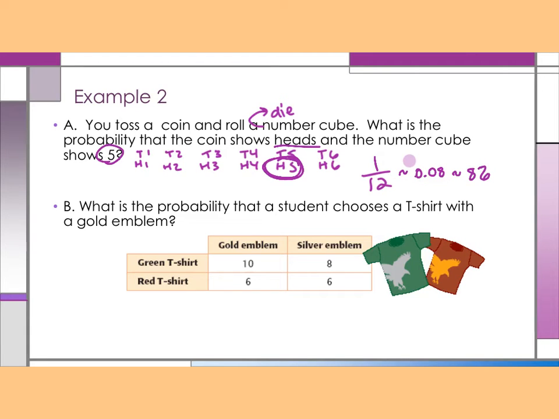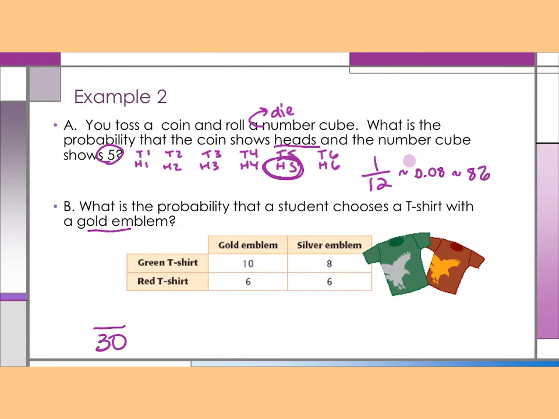B says, what's the probability that a student chooses a t-shirt with a gold emblem? So now we've got a chart. ACT loves charts. We've got a chart, right? And it's got gold emblem, silver emblem, and then a green t-shirt or a red t-shirt. So total is all those shirts added up. So 10 plus 8 plus 6 plus 6 tells me that there's a total of 30 shirts.